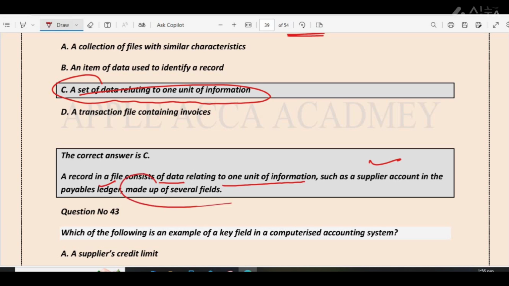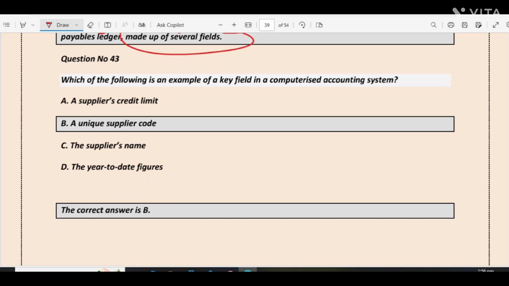So we have also discussed the fields. Now, which of the following is giving an example of the key field in computerized accounting systems? And a key field in accounting, we call it a unique supplier code. So option B is the correct one. Great.